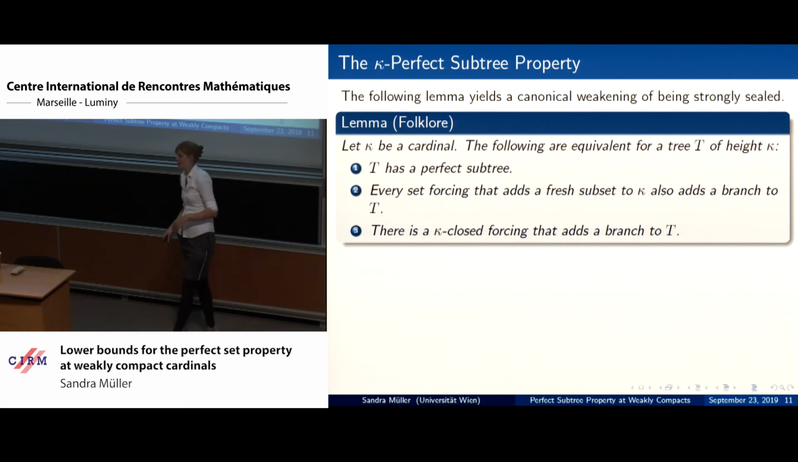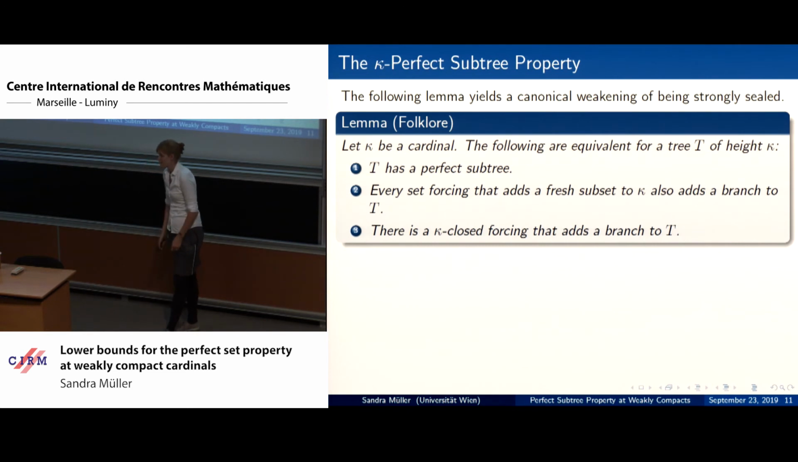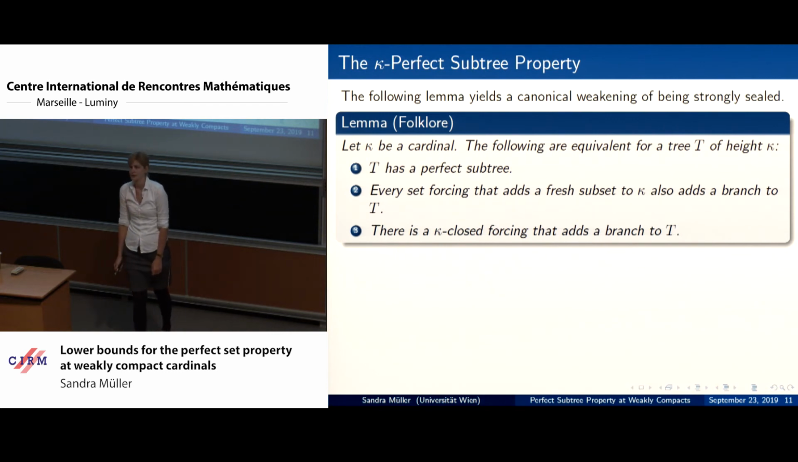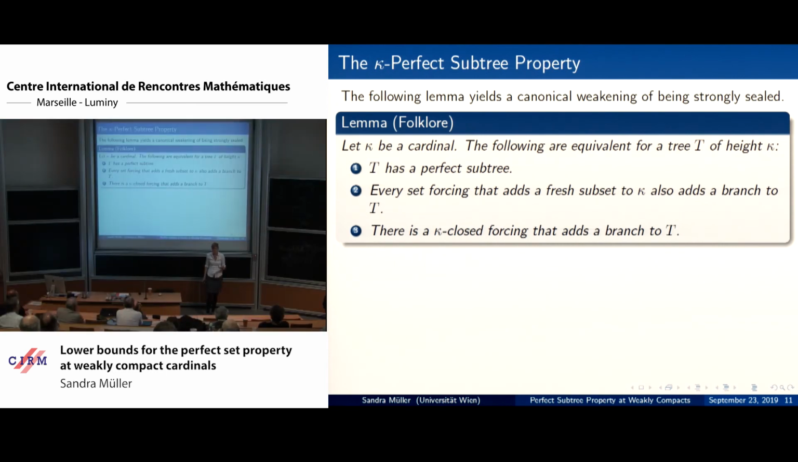When we have a tree T of height kappa, T has a perfect subtree, or every set forcing that adds a new subset to kappa actually adds a branch to T, or there's a kappa-closed forcing that adds a branch to T. So instead of asking for a sealedness property where we say, okay, for any forcing, the set of branches stays the same, maybe we should restrict ourselves to special forcings, kappa-closed ones, and then it's just the same as saying that we have a perfect subtree if we add a branch.